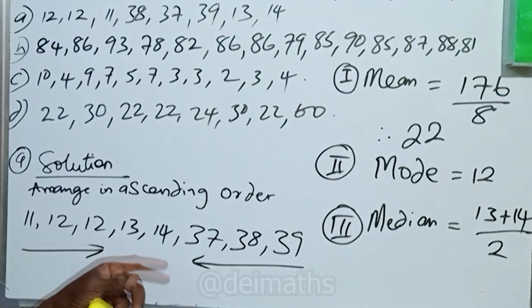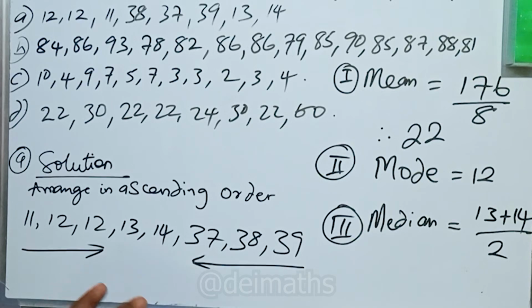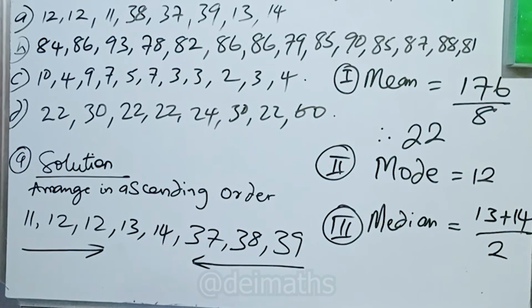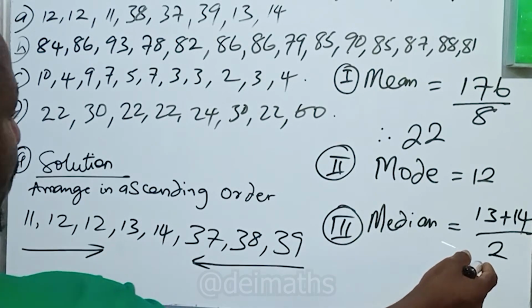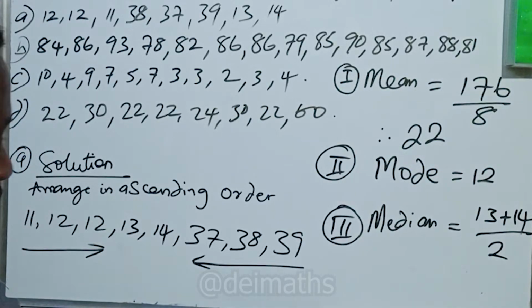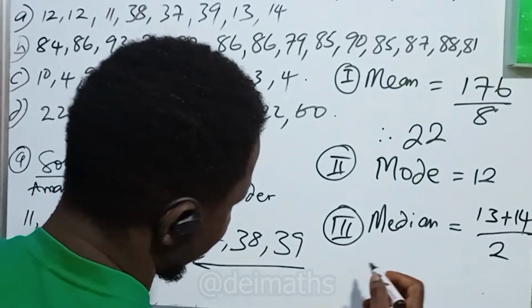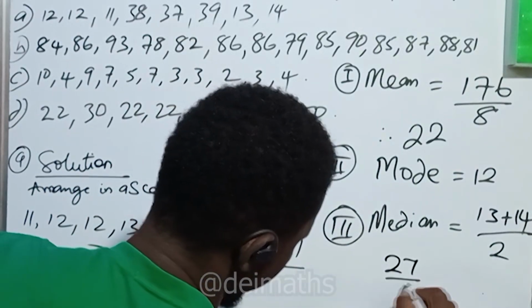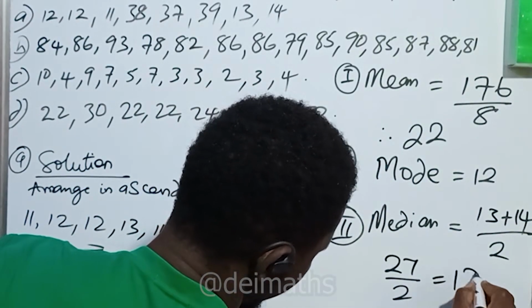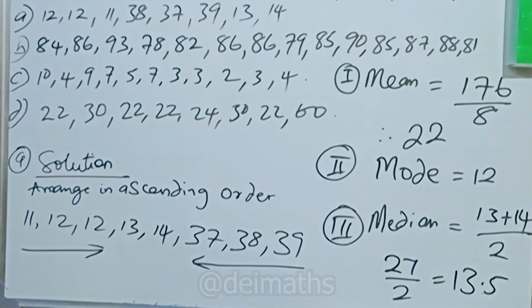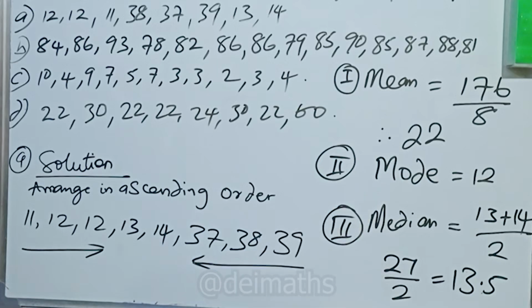If this set of numbers is odd, that means only one number appears at the middle, so we don't have to divide. But since 2 appeared, we have to divide by 2. Now 13 plus 14 should give us 27, divided by 2, which is equal to 13.5. And that is our median. We have solved the A.